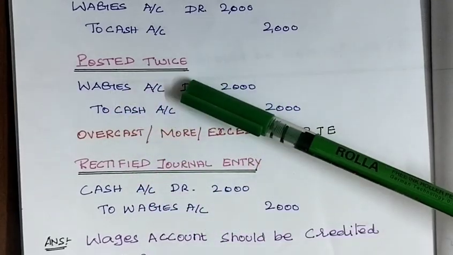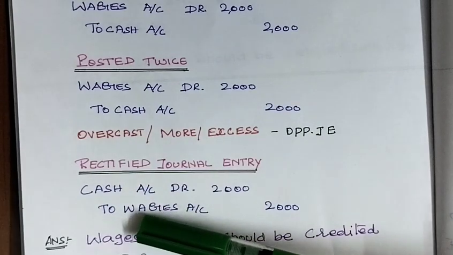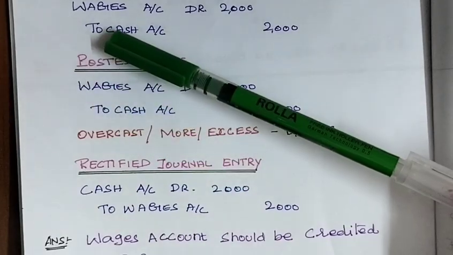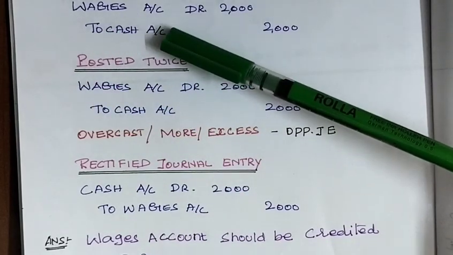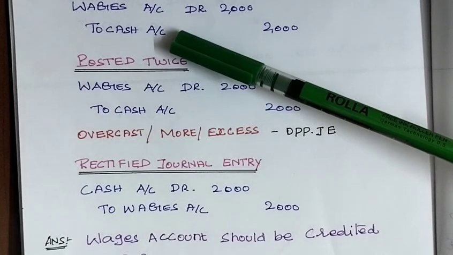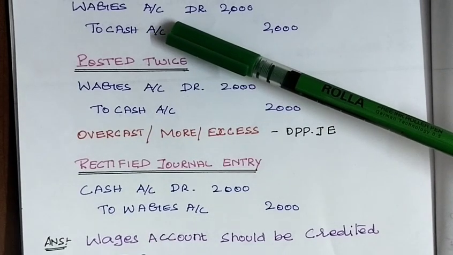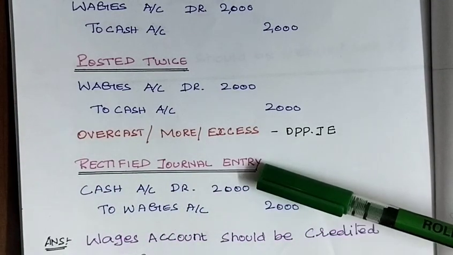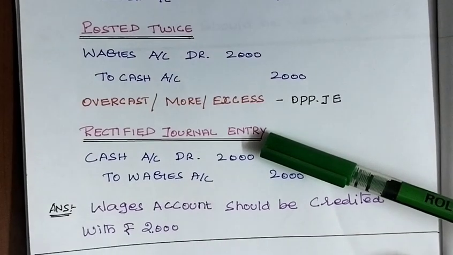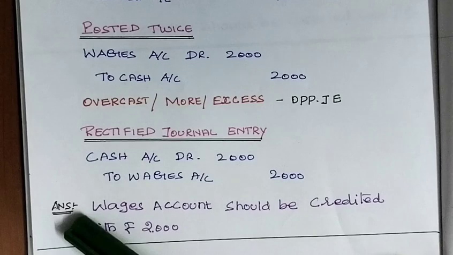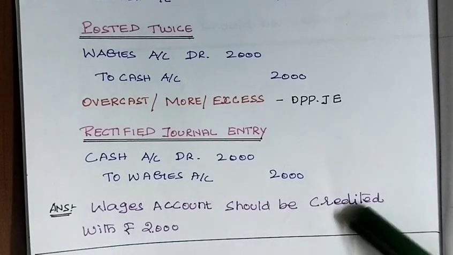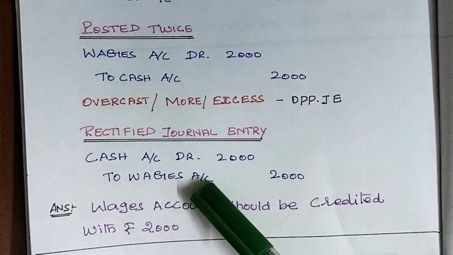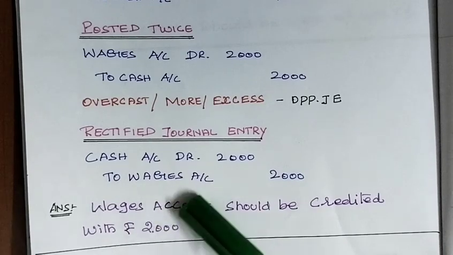Where is the wages account? Wages account is on the debit side, so we have to credit it. Wages account credited with 2,000. Where is the cash account? Cash account is on the credit side, so we have to debit it. To rectify the journal, we debit cash account 2,000. But they asked for the answer in statement form. So this is the answer: wages account should be credited with rupees 2,000. Wages is on the credit side, so wages account should be credited with rupees 2,000.